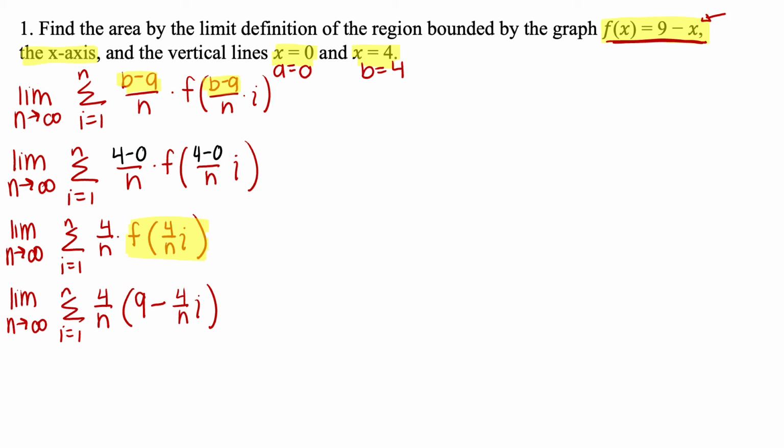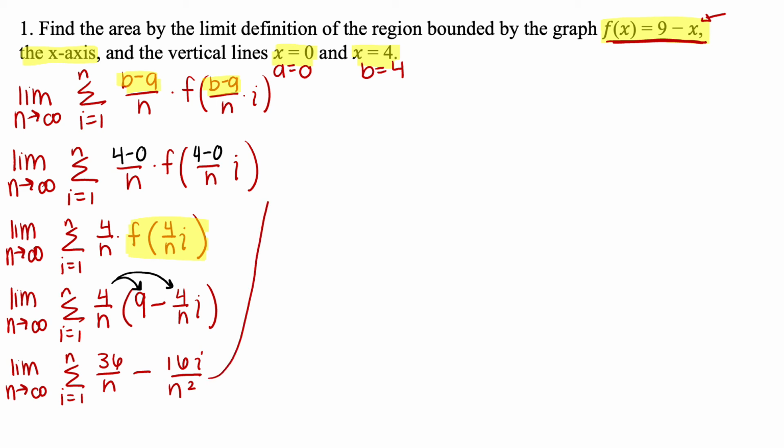Now, before we can split apart this sum, let's go ahead and simplify. So let's distribute our 4 over n through. So we have the limit as n goes to infinity of the sum from when i equals 1 to n, 4 times 9 is 36 over n, minus 4 times 4 is 16i over n squared. So now that we have simplified our summation, we got rid of the f notation, we can go ahead and split it up using the summation properties.